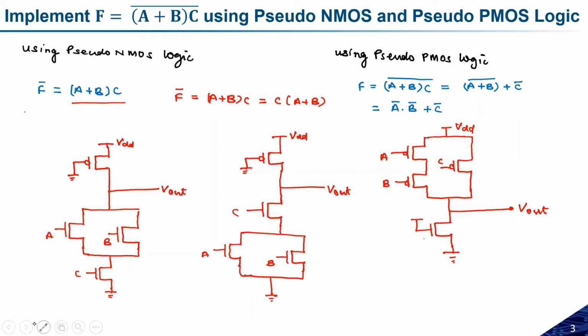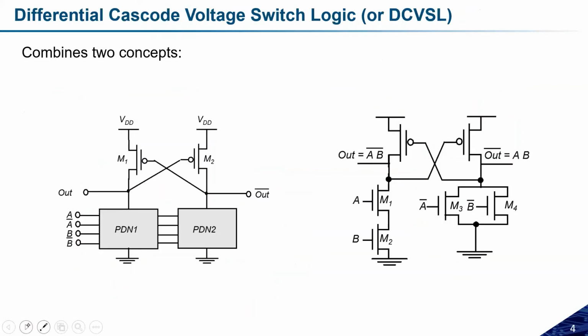To overcome these two problems, this DCVSL concept can be utilized, and this concept uses two different concepts. The first one is the differential logic, and the second one is the positive feedback. What is the differential logic? Let me tell you. So here is the first section. This is the first block.